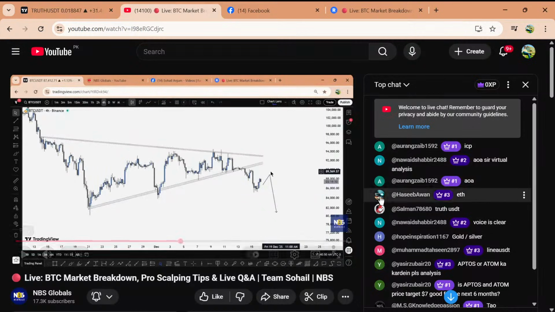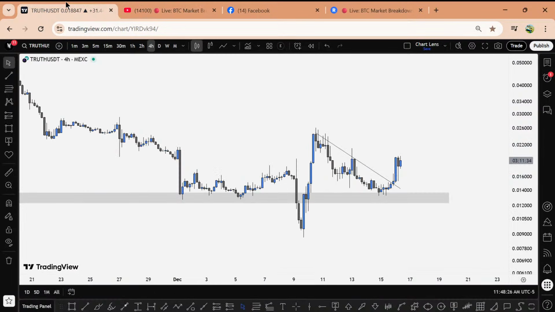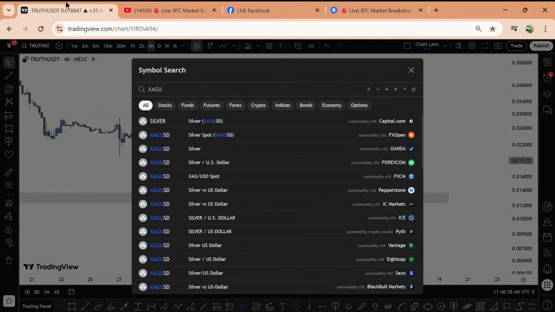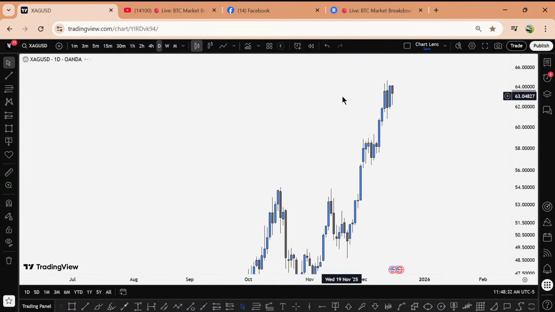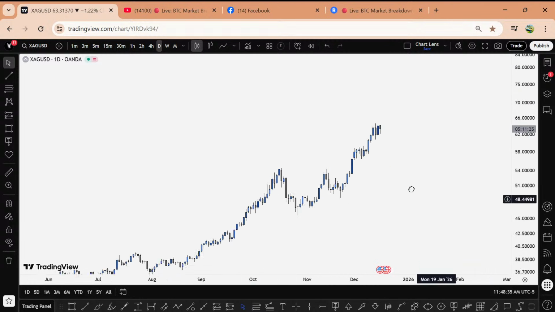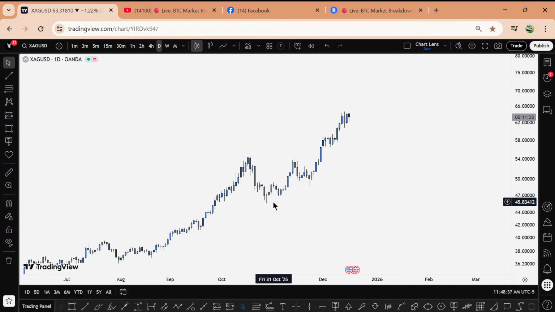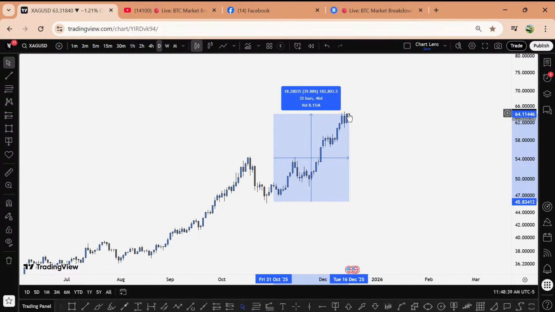Okay, next is gold. I already did gold analysis, but let's check out silver. Silver is very close to gold, a very similar prediction, but this has pumped really well over the last 1.5 months. You can clearly see it's pumped 40%. 40% is a very decent number. This is amazing, I love it.